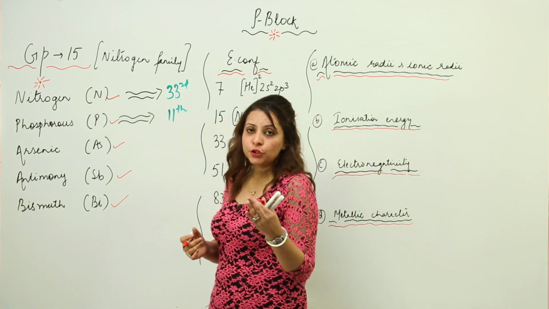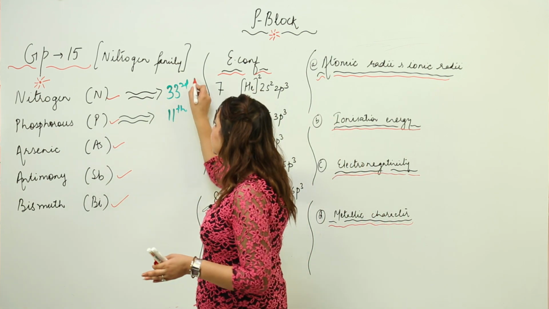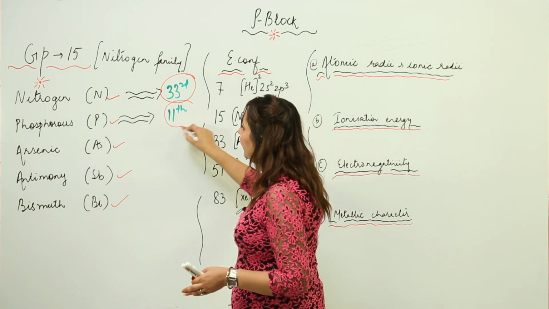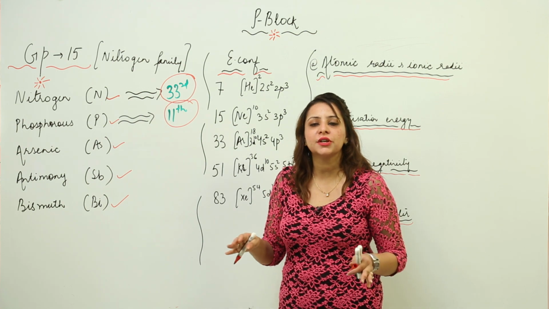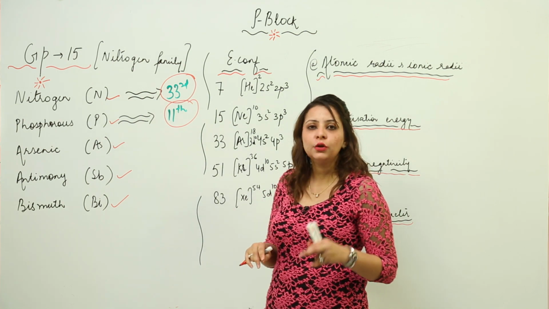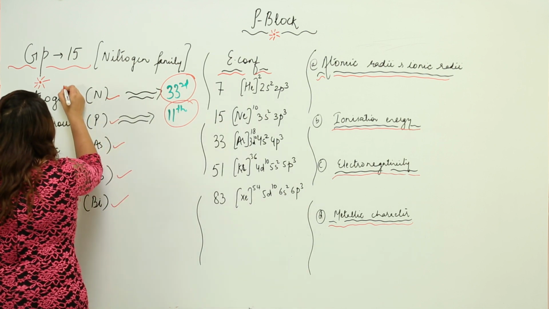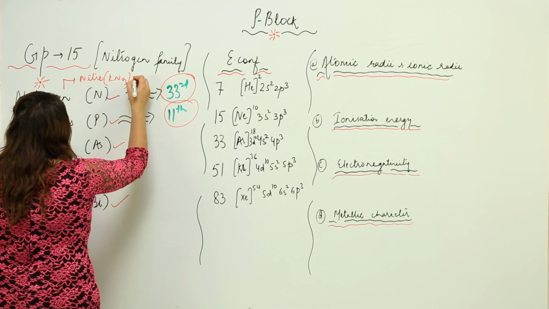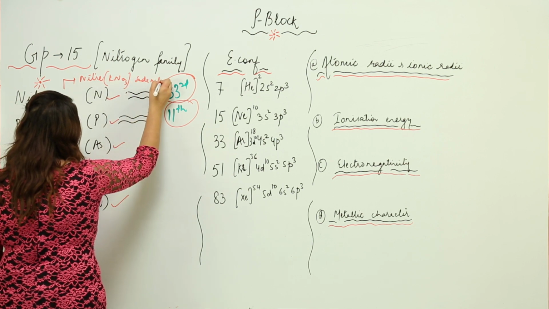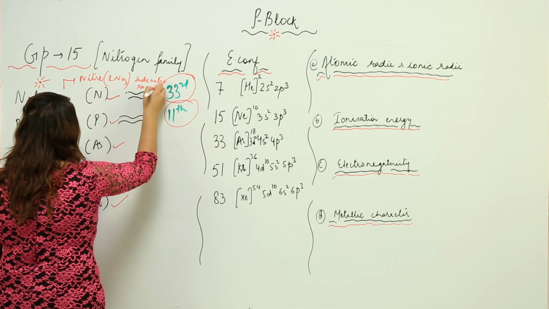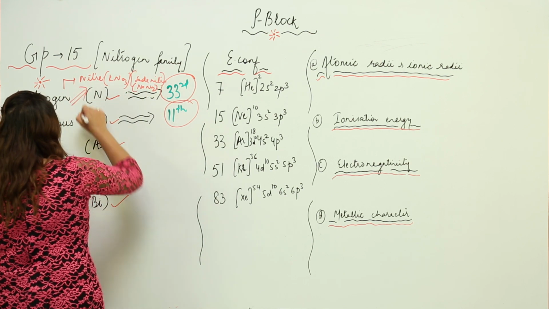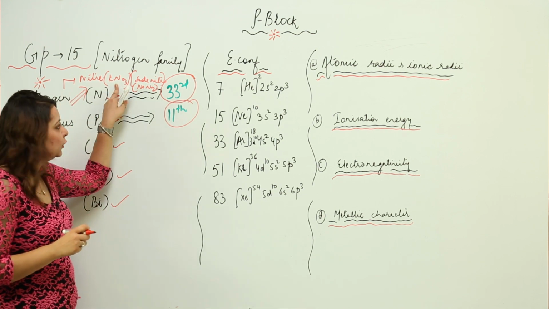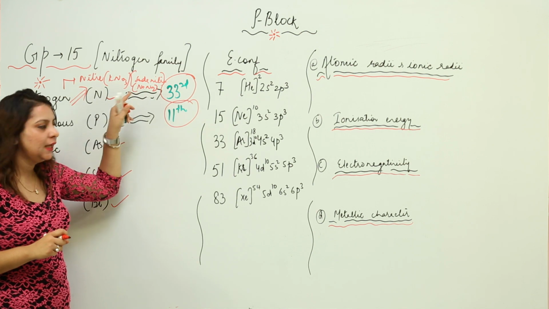If we talk about abundance first, nitrogen is the 33rd element found in the earth's crust, and phosphorus is found at the 11th position out of all elements in the crust. Nitrogen generally occurs in the form of niter, that is KNO3, or soda niter, which is NaNO3. This is the general nitrate form in which nitrogen occurs in the earth's crust.